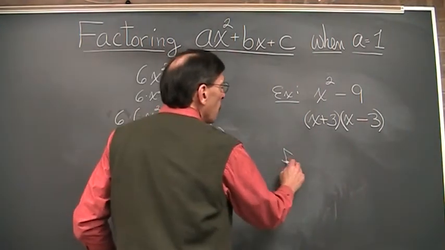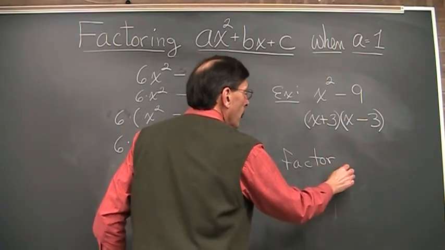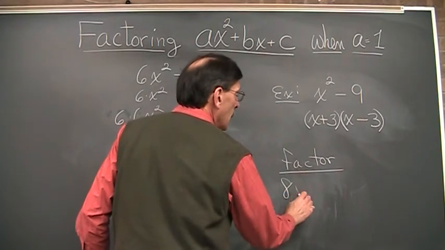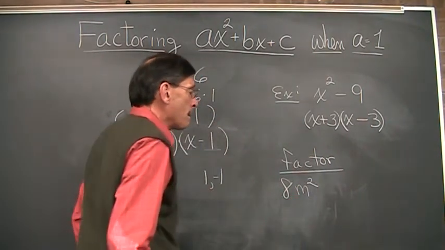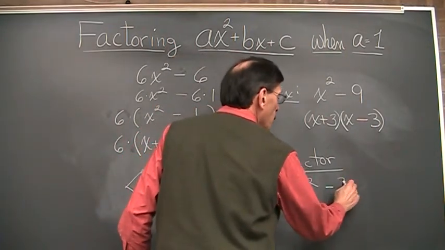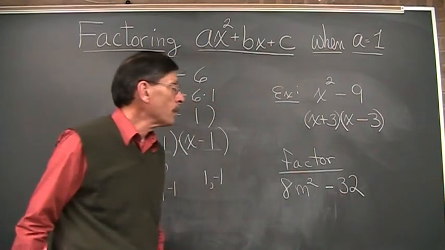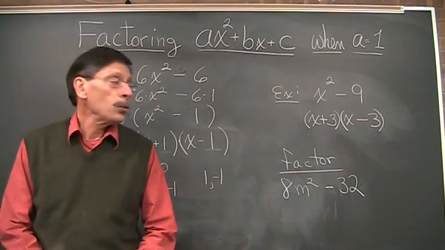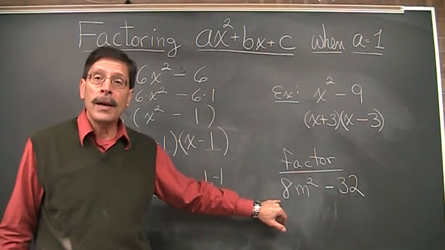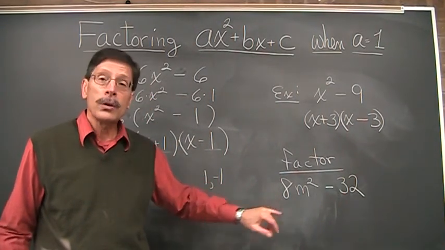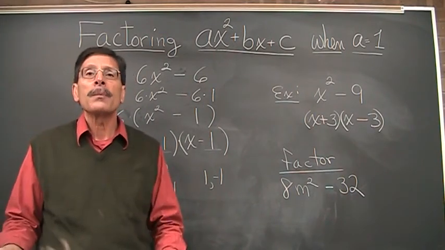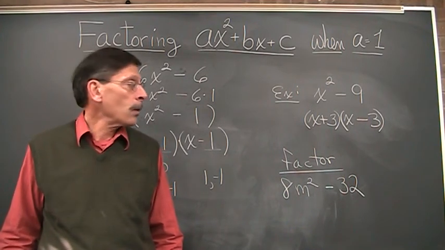Let's see you try one. I'd like you to factor the following. 8m squared minus 32. I'd like you to pause the tape. Notice you have a greatest common factor, which you're going to take out first. You're also going to use reverse FOIL afterwards. When you think you have the answer, turn the video back on, and we'll go over it.